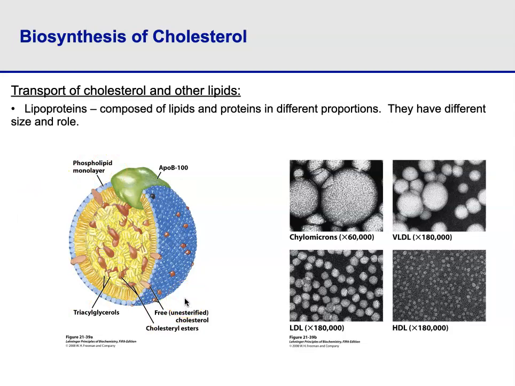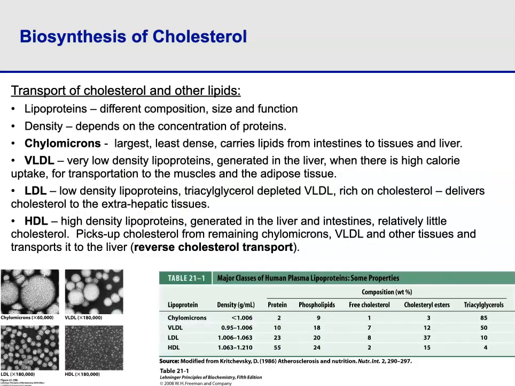They have different sizes and different roles. Here you can see images of these structures. The largest of those are chylomicrons, then the VLDLs, LDLs, and HDLs. In the next slide I will explain that in greater detail. Alright, so lipoproteins have, as seen here, various composition. Obviously they're greatly different in size and in function.